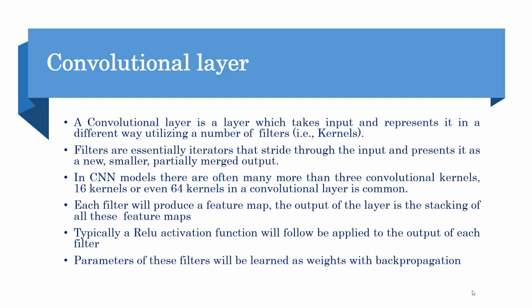Each filter will produce something called a feature map. Why do we call it a feature map? Because it's not just one feature or one array of values, it's a map, which has a number of images. The output of the layer is the stacking of all these feature maps, so it's many features. Typically, a ReLU activation function will be applied to the output of each filter. Of course, before the ReLU, we're going to have the pooling layer. The parameters of these filters will be learned using backpropagation, which is the same learning algorithm that we use for the multi-layer perceptron.